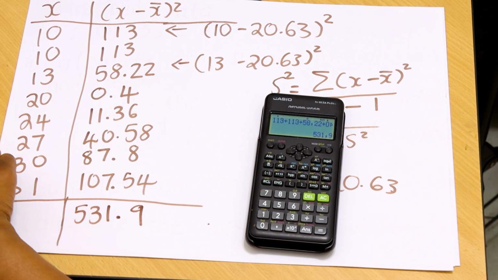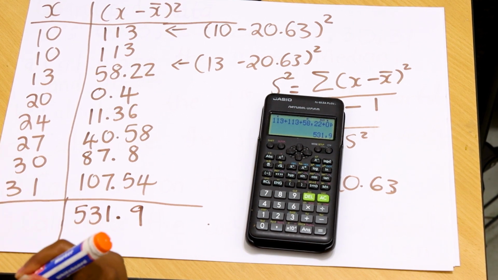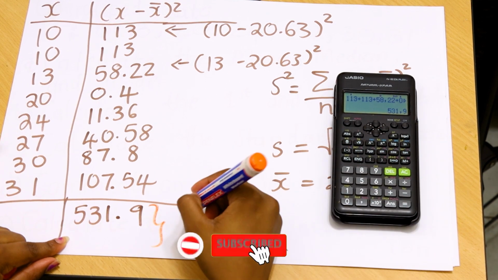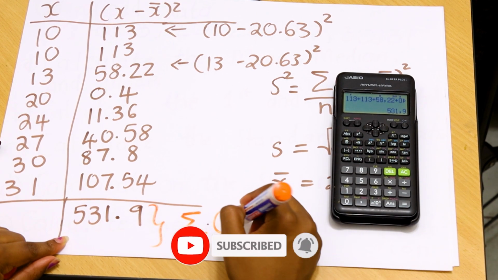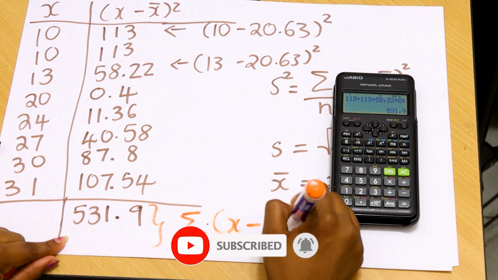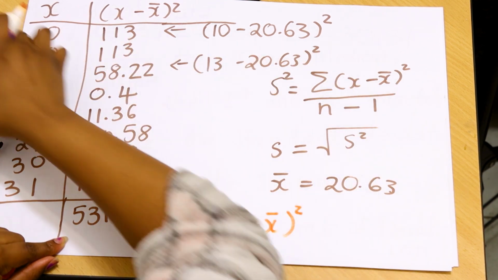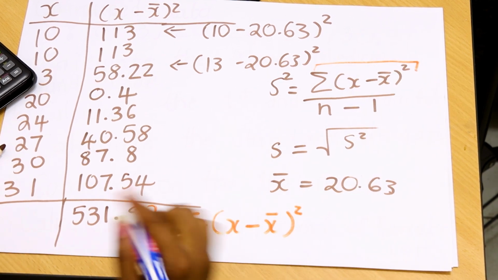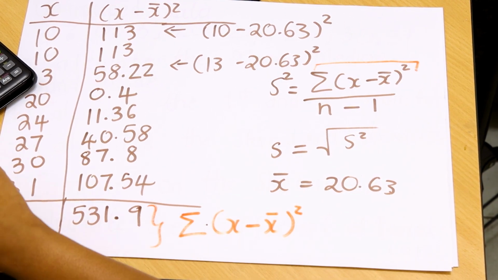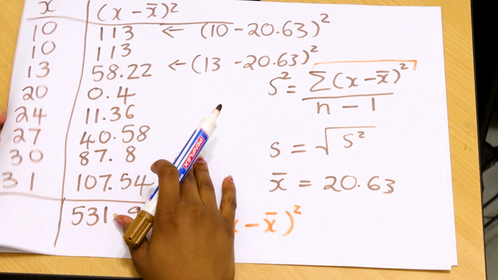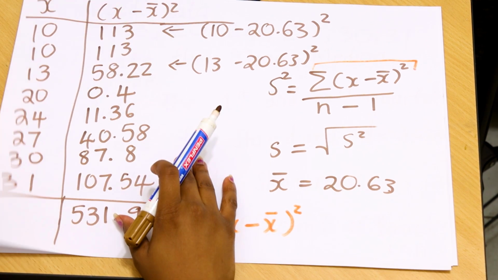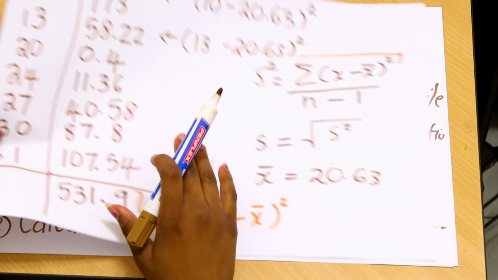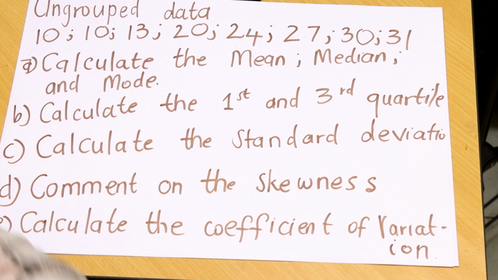So the value we have over here, that's 531.9. That is the sum of x minus the mean all squared. So we have this numerator over here. So moving on, I'll use the other page.